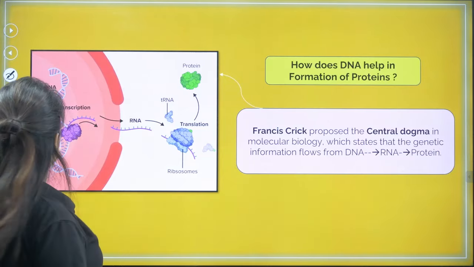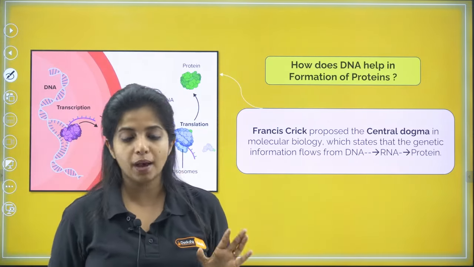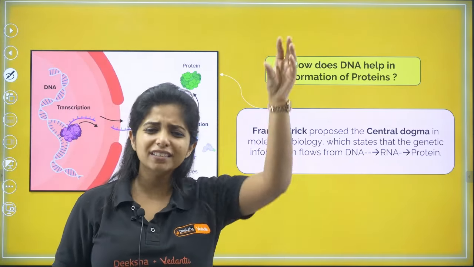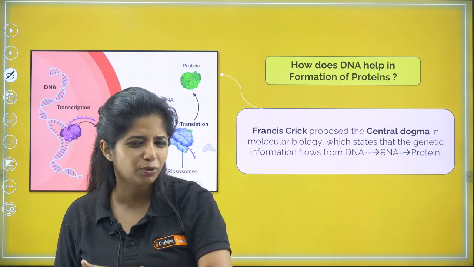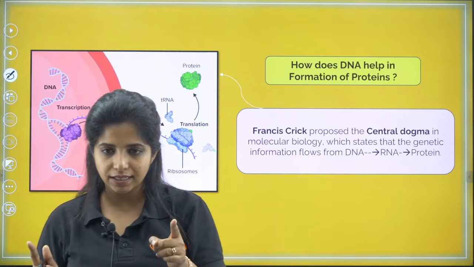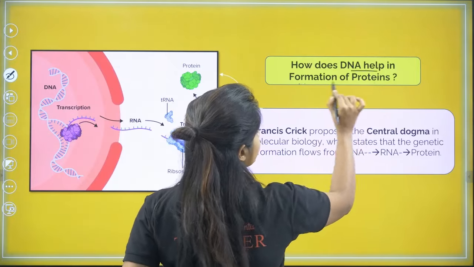Now, we studied DNA replication, ma'am. DNA has been duplicated. But how does this DNA form the protein? You told that some RNA is being formed, then RNA is transformed into some proteins or something like that is happening. Yes. So how does DNA help in the formation of proteins?